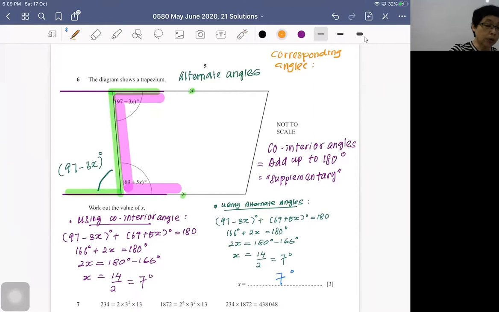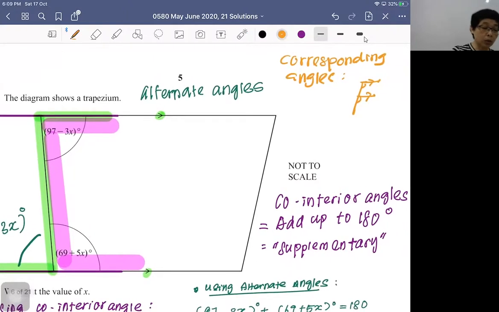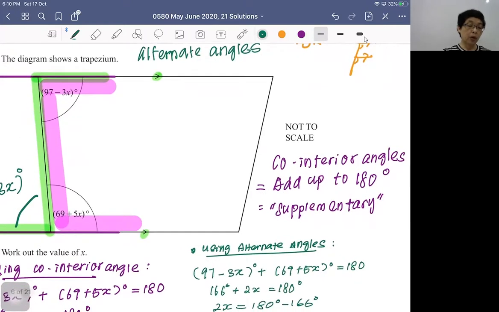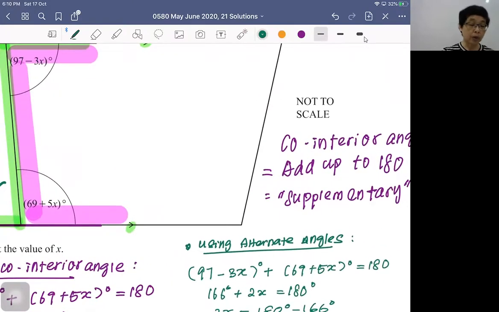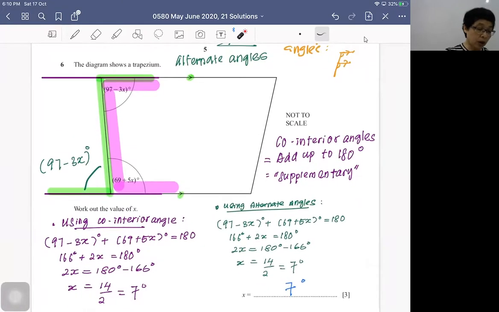For corresponding angles, sometimes we call them F angles because they have the F shape, and the angles in the same position along the parallel lines are equal. For alternate angles, sometimes we call them Z angles, and alternate angles are equal. For co-interior angles, they are not equal, but on the contrary, the 2 angles add up to 180, they are supplementary to each other, making up a straight line. Now, work out the value of x.